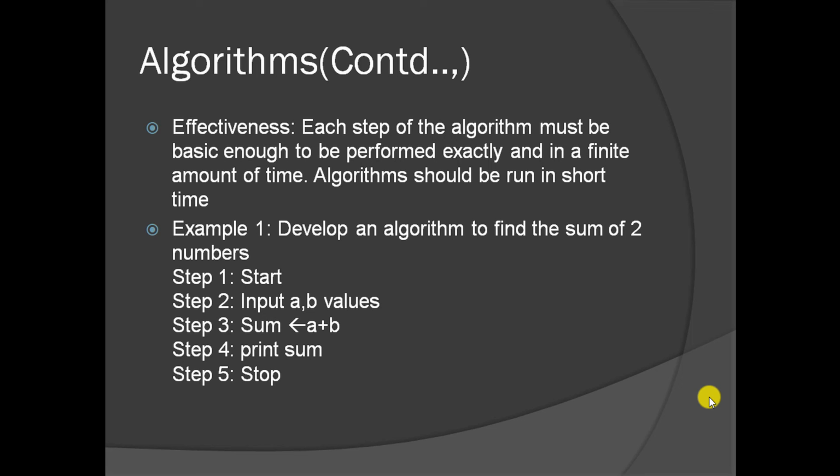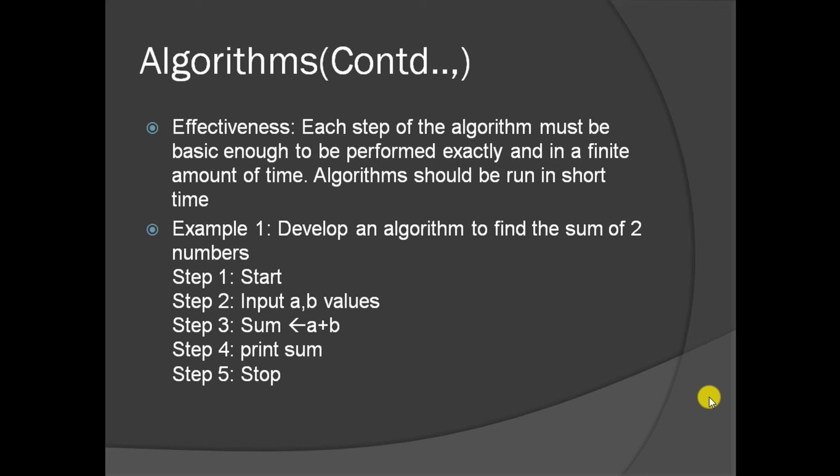The first one is to develop an algorithm to find the sum of two numbers. Suppose we have to find the sum of two numbers. What algorithm should we follow? First one, start. Step 2, input a, b values. So we need to take 2 input values for a and b. In the third step, we need to calculate a plus b. Whatever the result, we need to store it in one variable called sum.